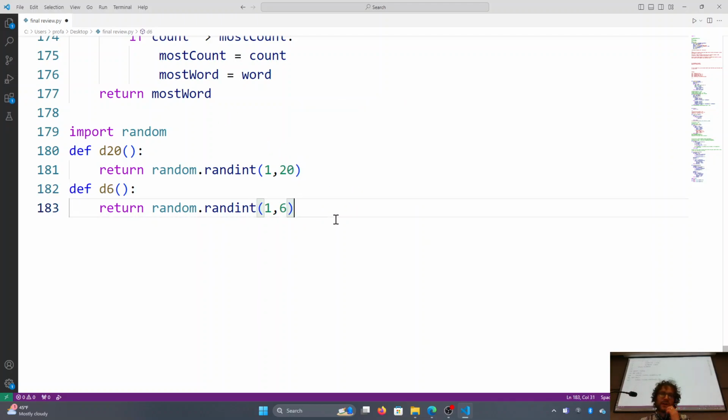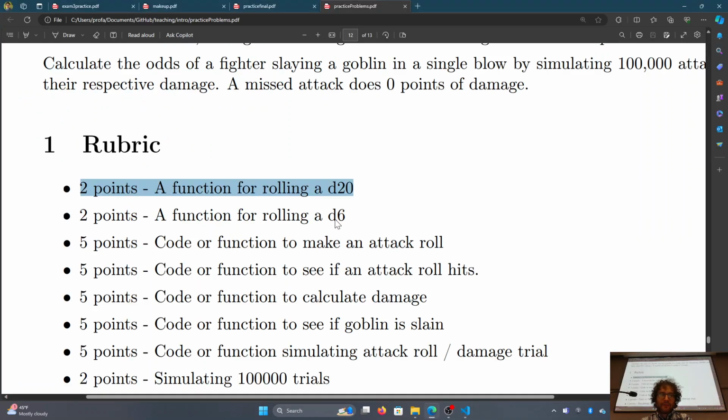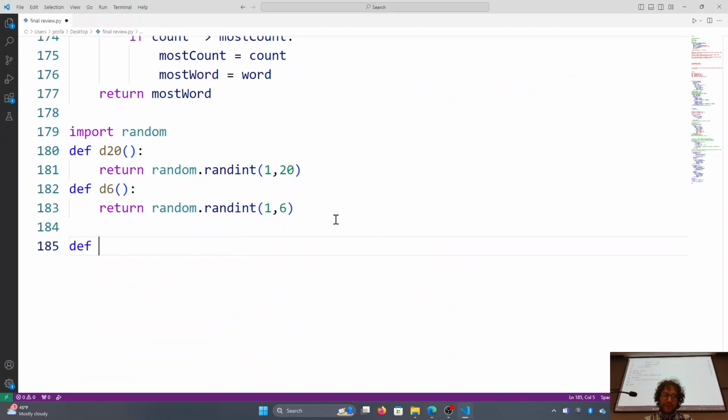So the next thing we want to do is write a function to make an attack roll. So let's go ahead and say def attack. So we either hit or we don't, right? So that seems like a good candidate for true or false, right? So attack. Either we're going to hit this or we're not going to hit it.